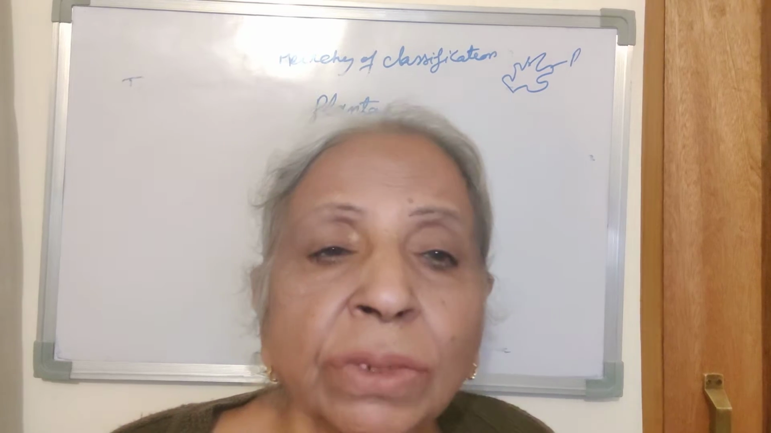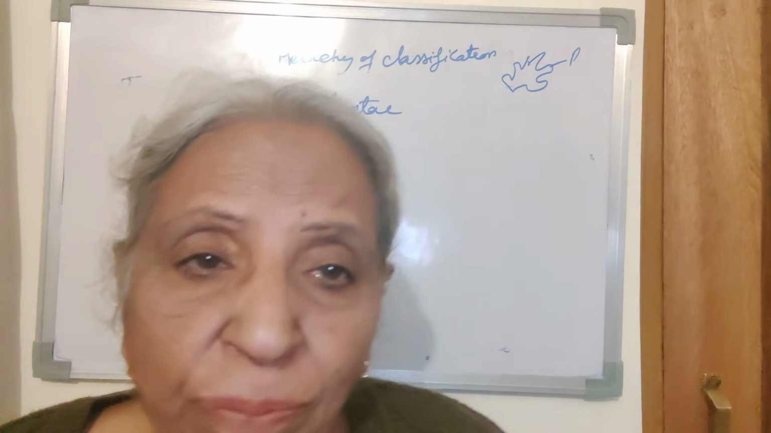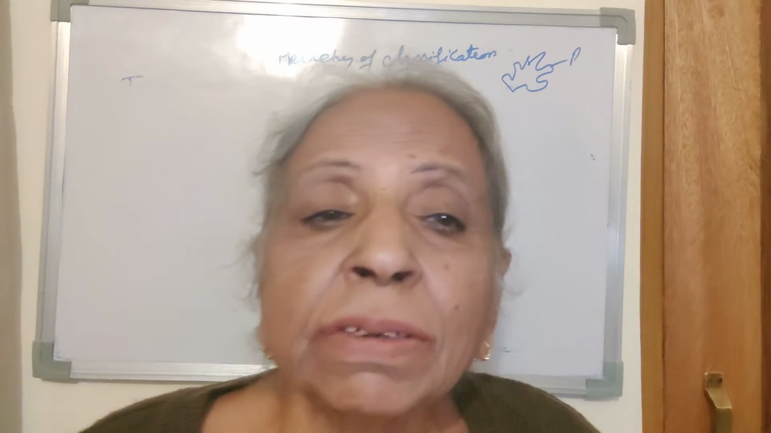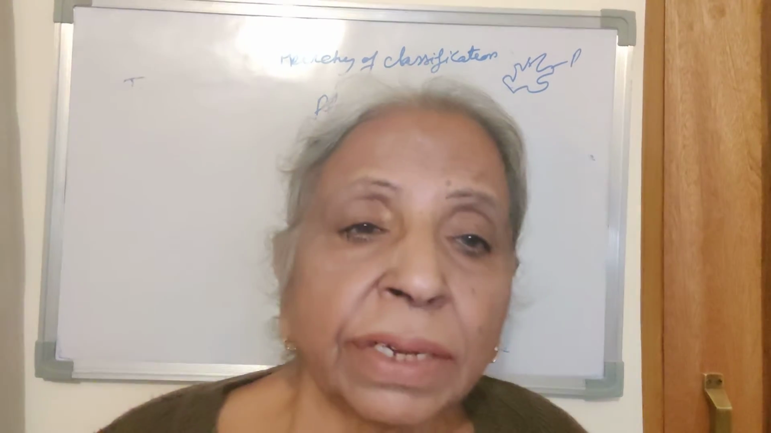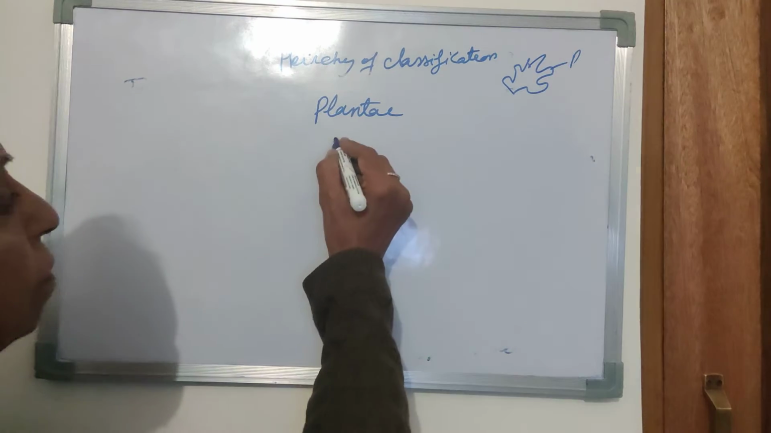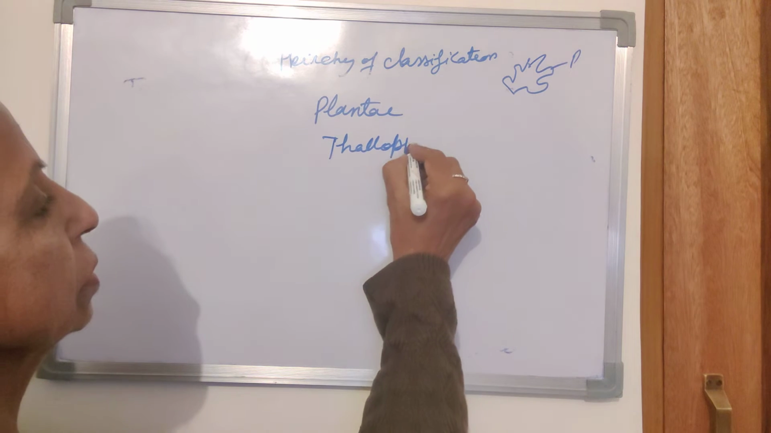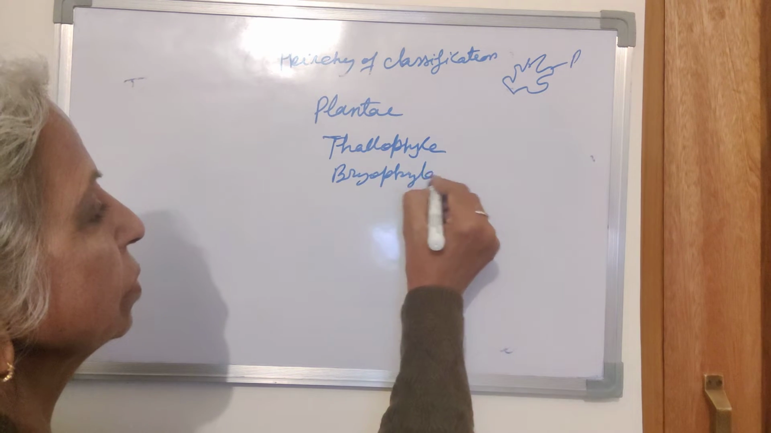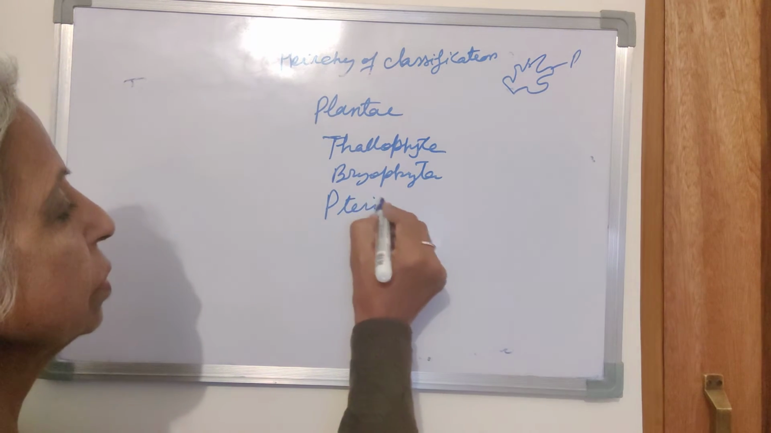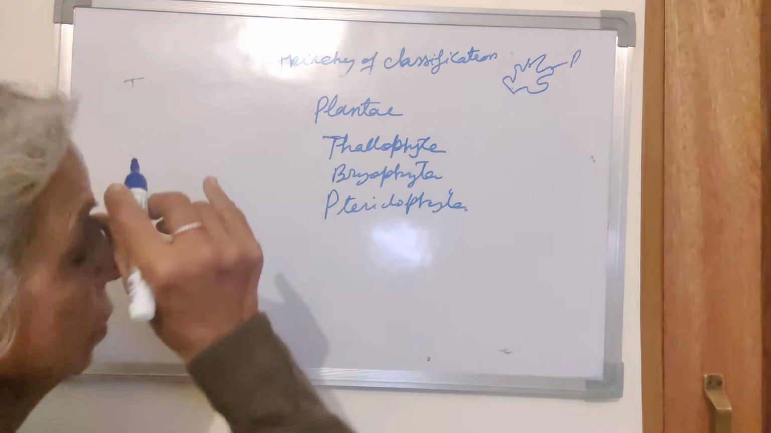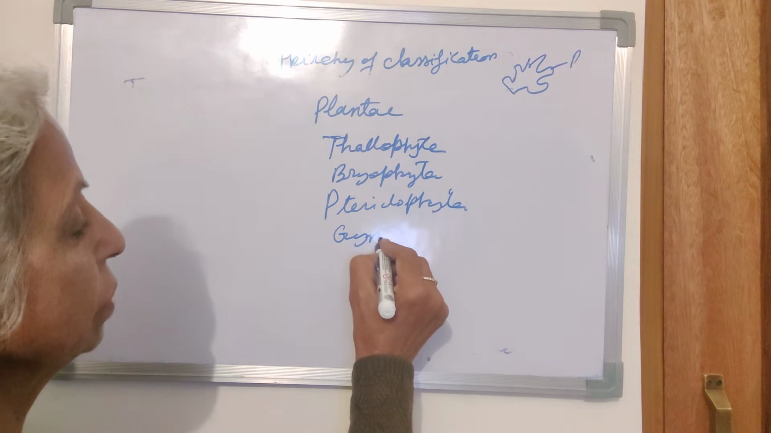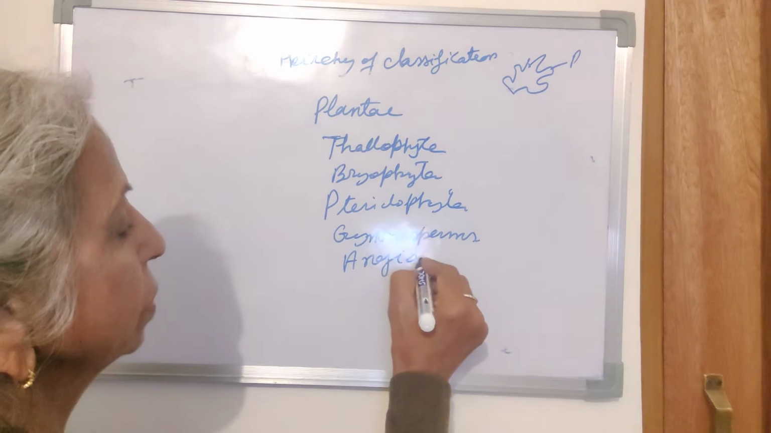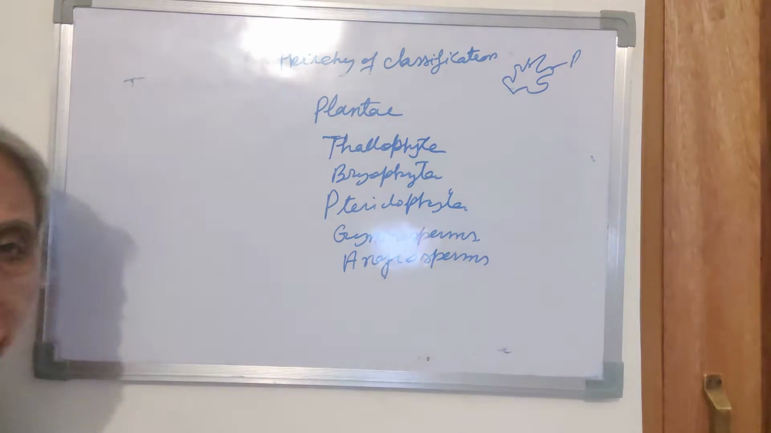Depending on these characteristics, that is on the complexity in their body form, body design, presence of certain type of tissue, that is transporting tissue, and presence of seed, they are further classified into the following divisions: Thallophyta, Bryophyta, Pteridophyta, Gymnosperms, Angiosperm. These are the 5 divisions of kingdom Plantae.